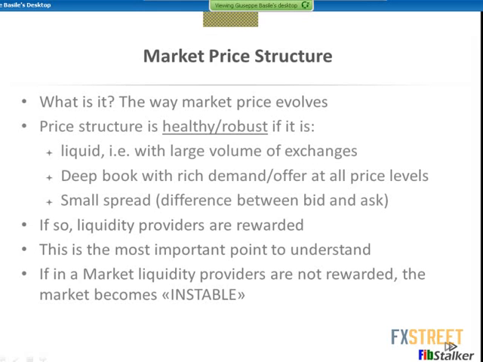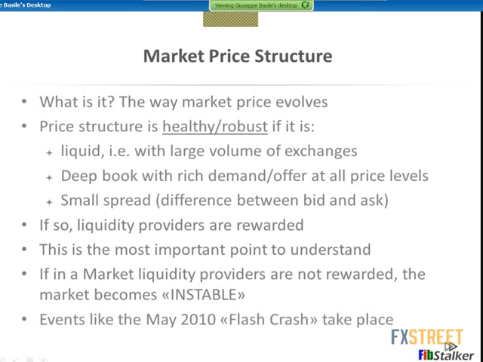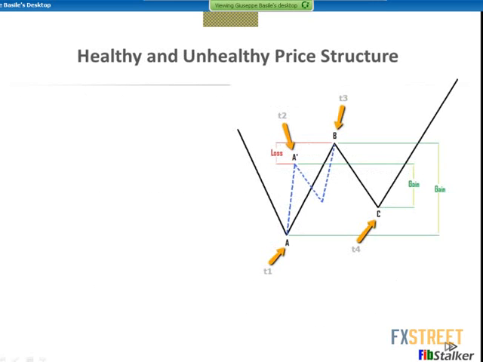So this is the most important point to understand. If in a market liquidity providers are not rewarded, then the market becomes unstable, and events like the May 2010 flash crash take place. If you don't know what the flash crash is, just research on Google and read a little bit about it. I was not trading that day, but it was unbelievable, with the S&P 500 losing 9% in a few hours. So give a look at that, and let me show you an example in the next slide.